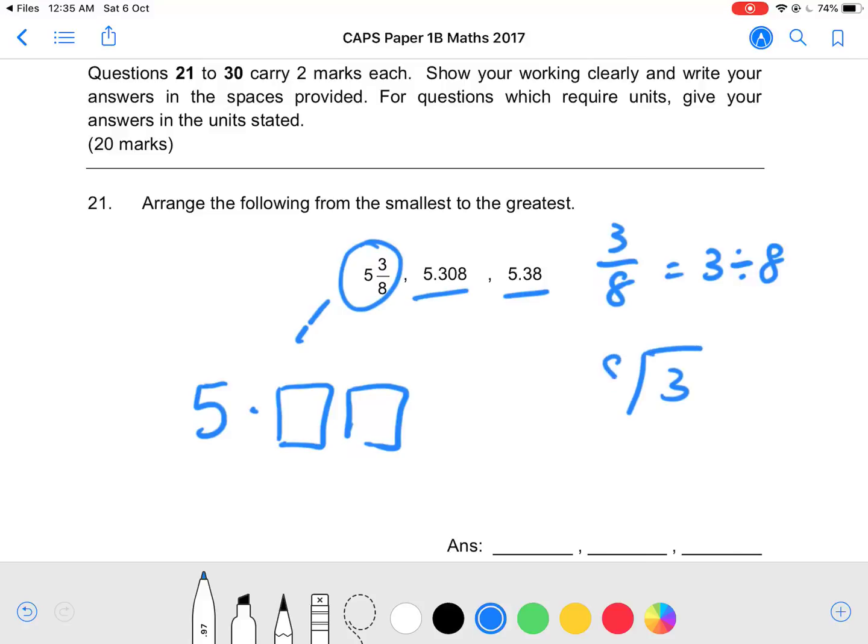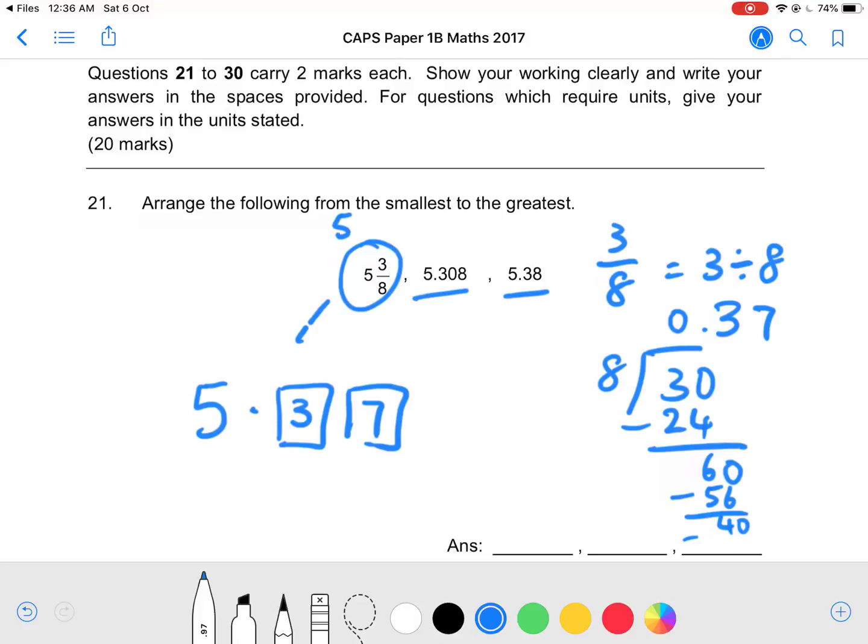So 3 divided by 8, 0. This is 3. This is 6. And this is 7, 56, and this is 40. Okay, I think that's about it, right? We don't really need to do more because we already roughly can see the answer. So this is 5.308 and this is 5.38.